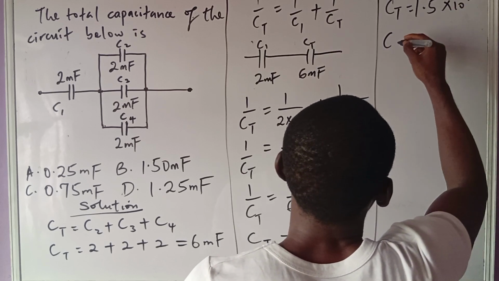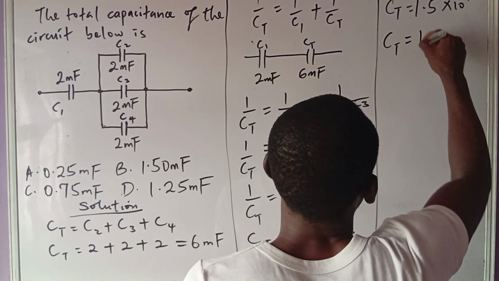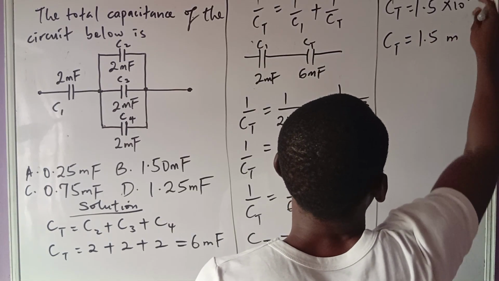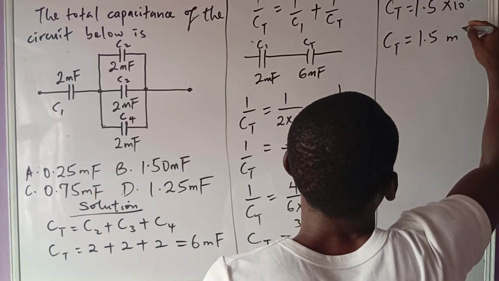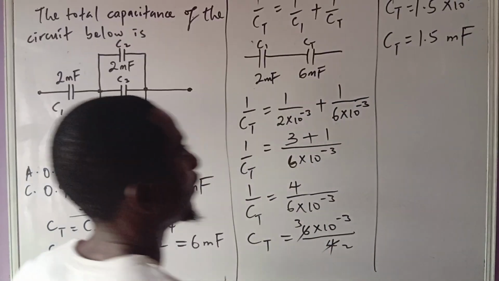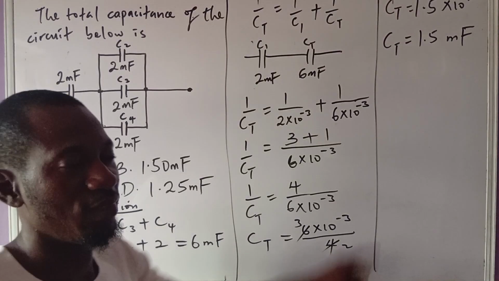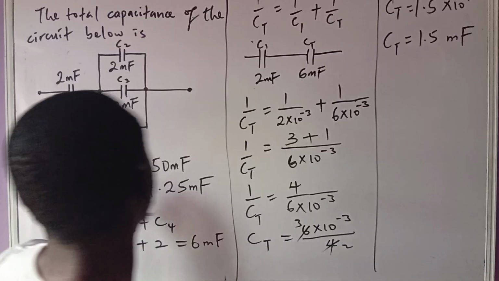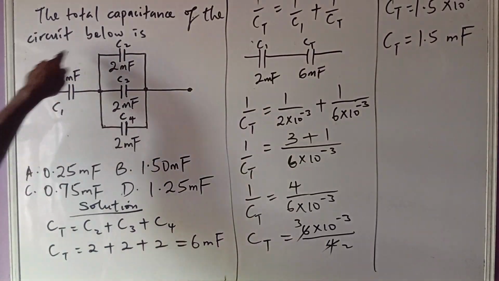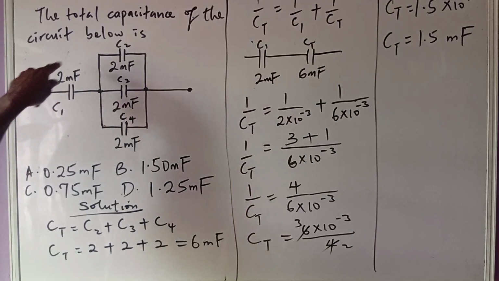And I can express it in this way, 1.5 milli, since I know this is millifarad. So 1.5 millifarad will be the total capacitance in this circuit.